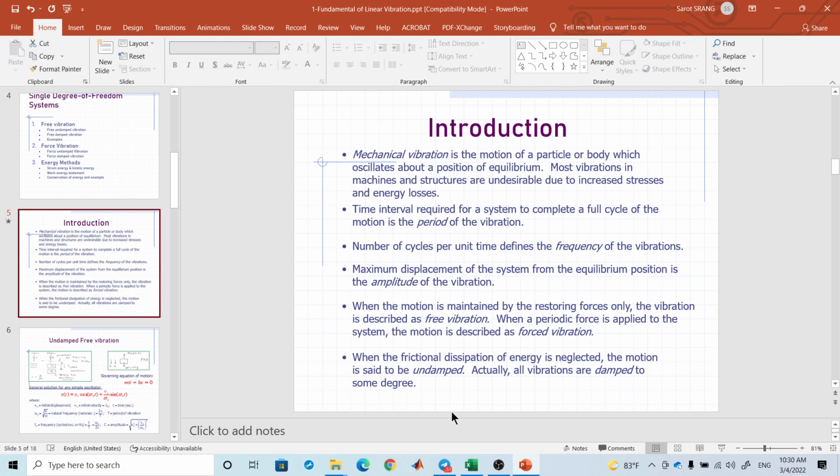And if the motion of the vibration that we model doesn't consider the dissipation due to friction, we call it undamped vibration. So it is a very, very ideal case. Actually, it's not true. In real life, there's always friction. There is always energy dissipation.